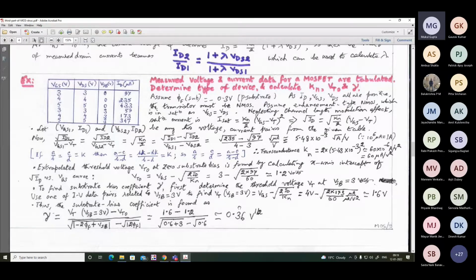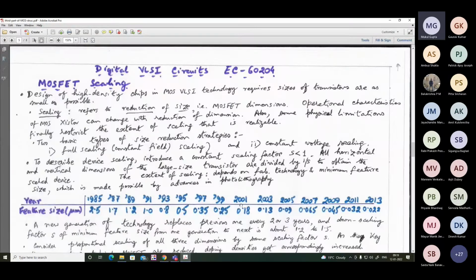Let's say MOSFET scaling. Now with the relentless progress in technology, what we basically want to do is increase the packing density of the chips. That means we want to accommodate as many transistors as possible on a given silicon wafer. And for that, it is obviously required that the dimension of the transistor should be smaller and smaller with the passage of time. And what do we mean by scaling? Scaling refers to reduction of the size, that is the MOSFET dimension.